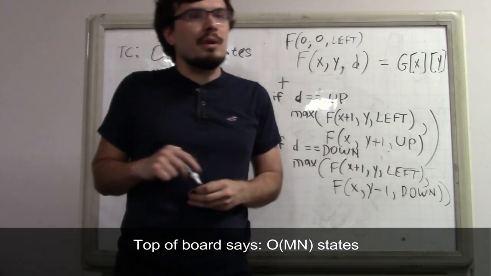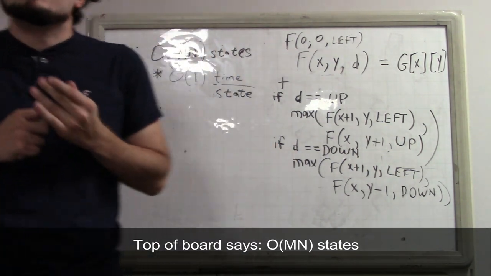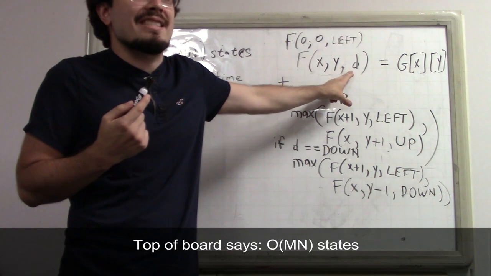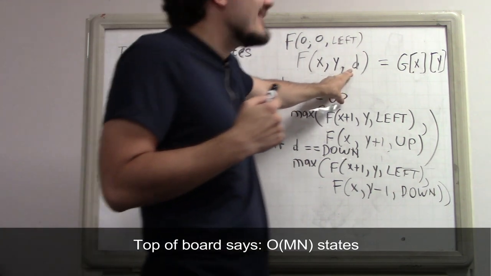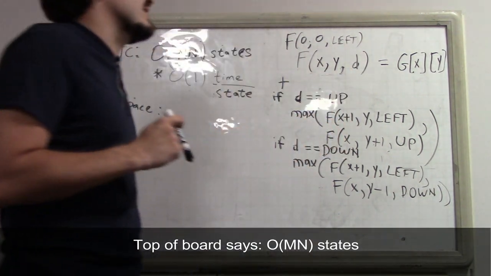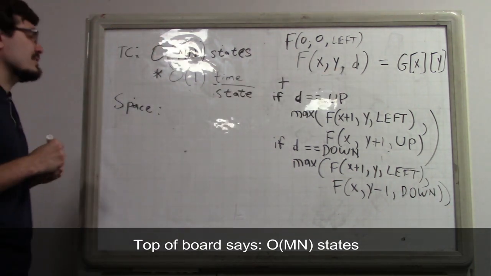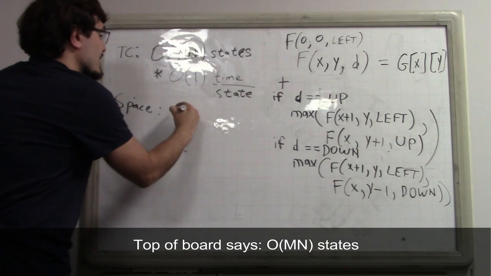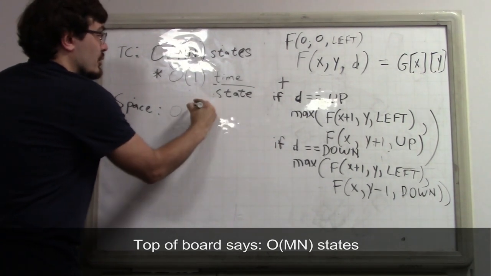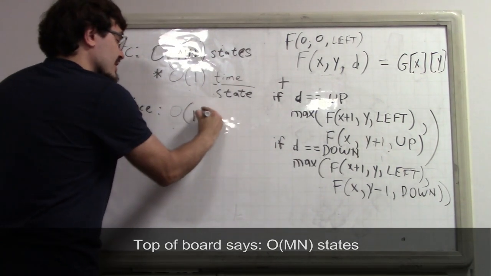But space is almost always order one per state, because we usually try to cache only, remember, we try to avoid caching sets. We try to cache integers, which are like enums or whatever, which means that these things are small. So again, order MN states, order one space per state, so order MN.